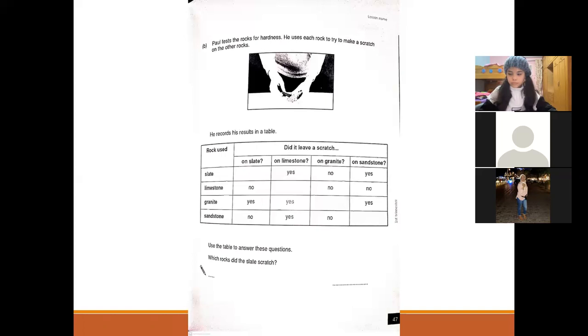Okay. Yeah, and here the same. Each one of them, you did not try it on itself. Here the slate, you did not try it on slate because it doesn't make sense. The limestone, you did not try it on limestone. The granite, you did not try it on the granite. The sandstone, you didn't try it on the sandstone. Do you understand? Yeah. Okay.